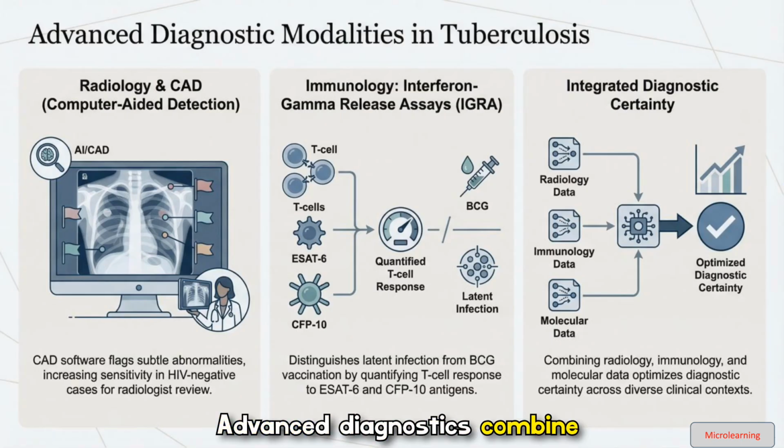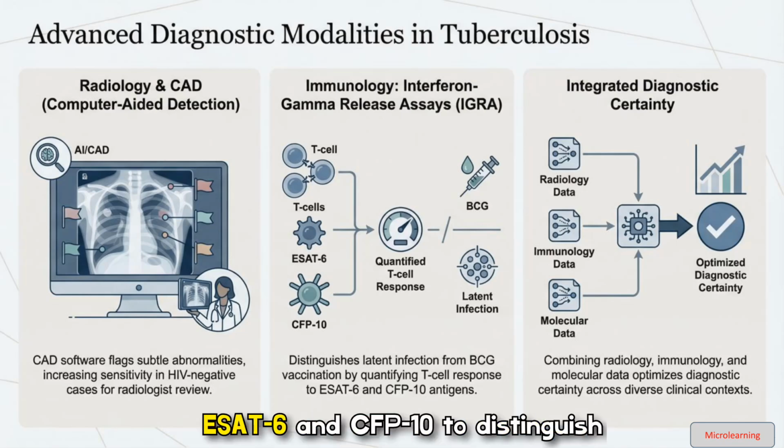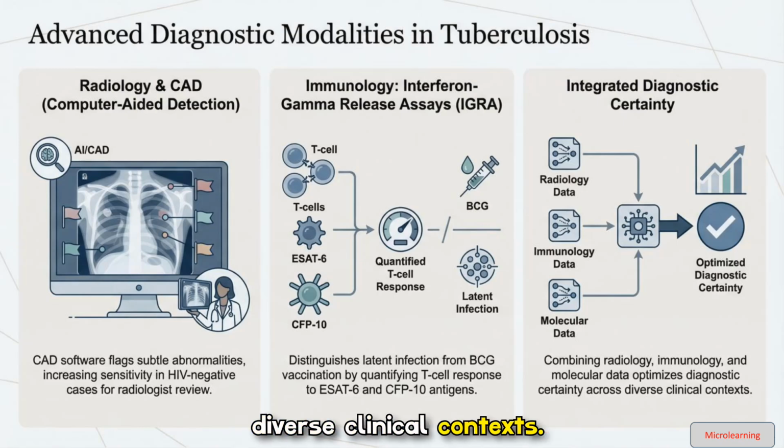Advanced diagnostics combine imaging, immunology, and molecular tools to improve certainty. Computer-aided detection flags subtle chest X-ray abnormalities, IGRA tests quantify T-cell responses to ESAT-6 and CFP10 to distinguish latent infection, and integrating radiology, immunology, and molecular data yields optimized diagnostic confidence across diverse clinical contexts.